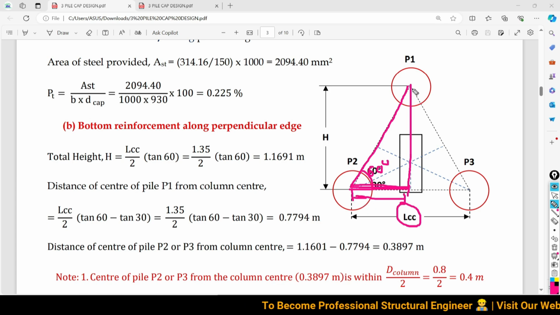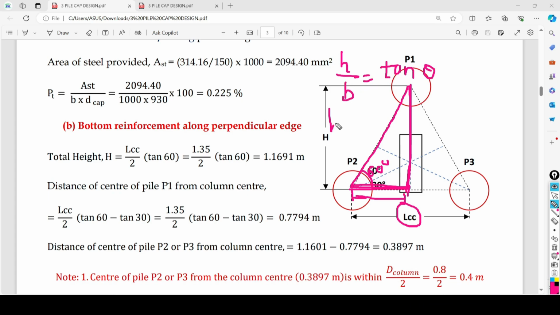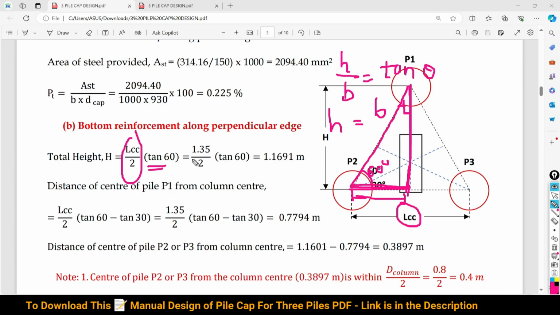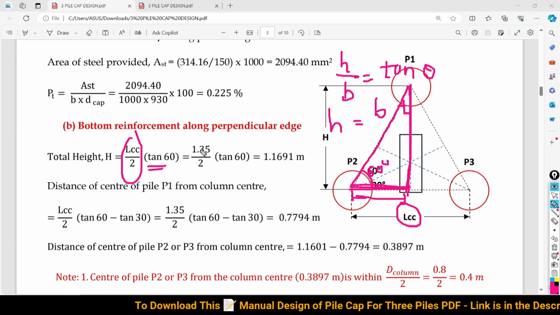Now we have to calculate this height. Height upon base will equal tan theta. So total height will equal base into tan theta. The base is how much? LC by 2. So LC by 2 multiplied by tan theta, which is 60 degrees. After doing this calculation, because the center to center distance is 1.35, divided by 2, multiplied by tan 60.